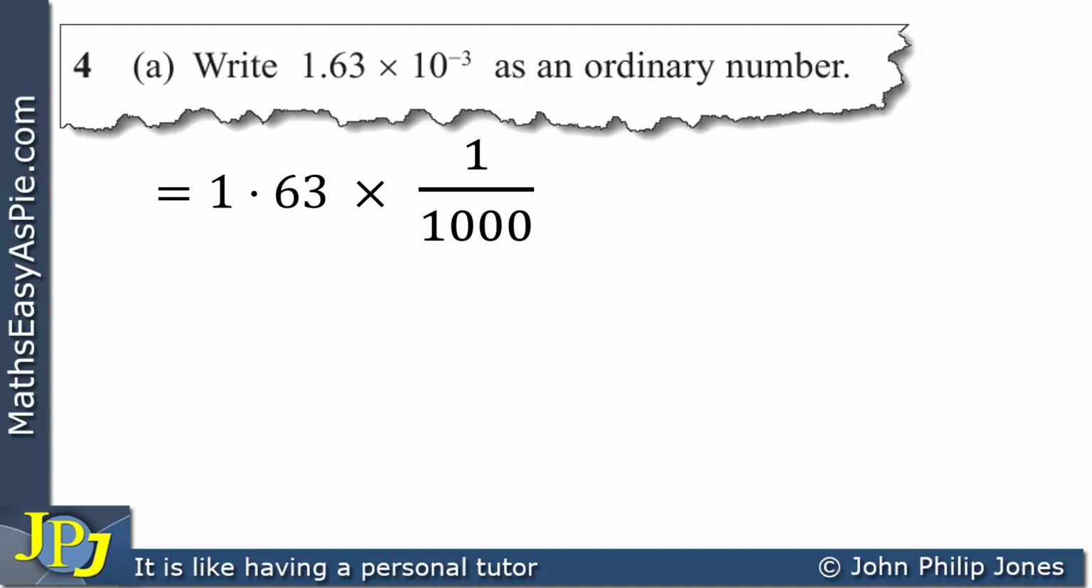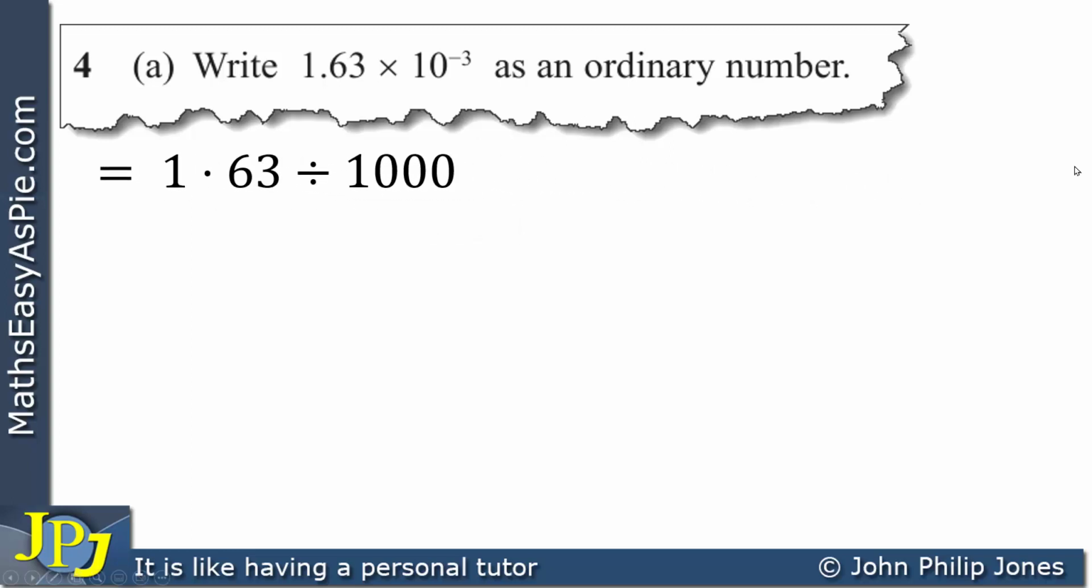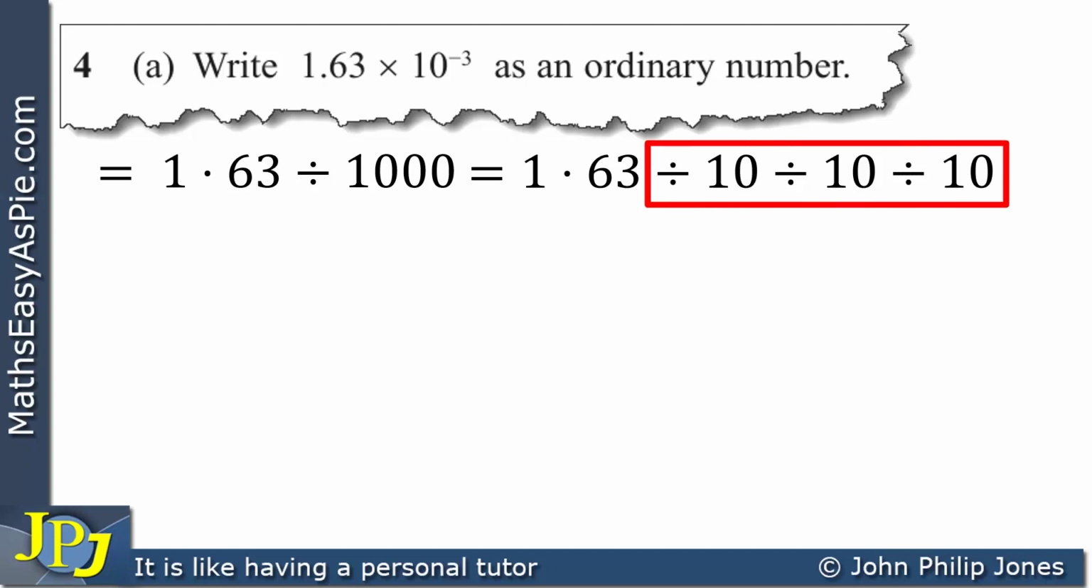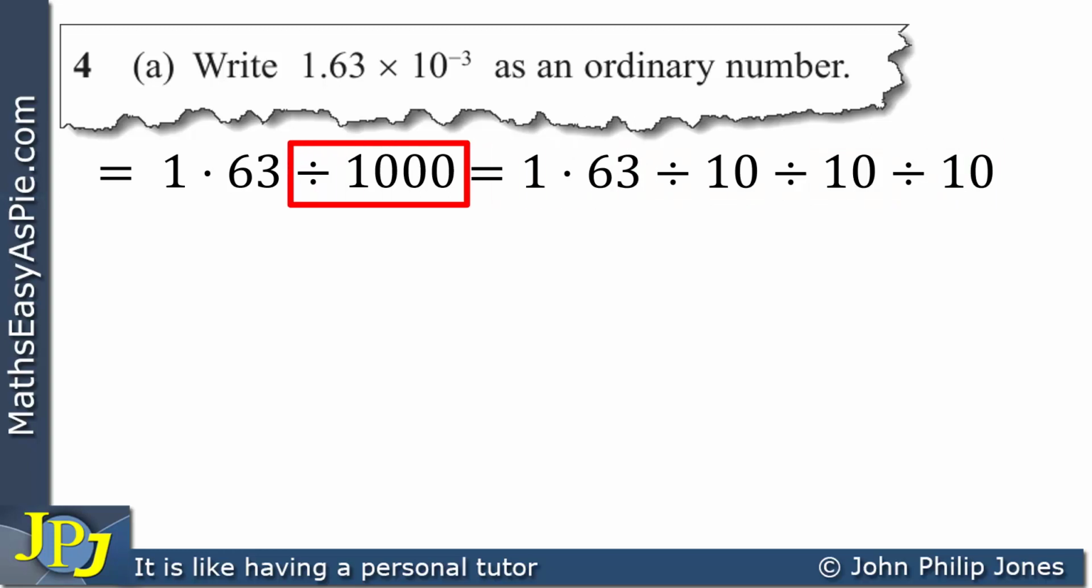We can see we've got 1.63 times 1 over 1000. Now this is the same as 1.63 divided by 1000. Now I'm going to move the 1.63 divided by 1000 to one side because I can rewrite this as shown here. 1.63 divided by 10, divided by 10, divided by 10. Now dividing by 10 three times as you see here is exactly the same as dividing by 1000. Exactly the same in the sense you get the same result.